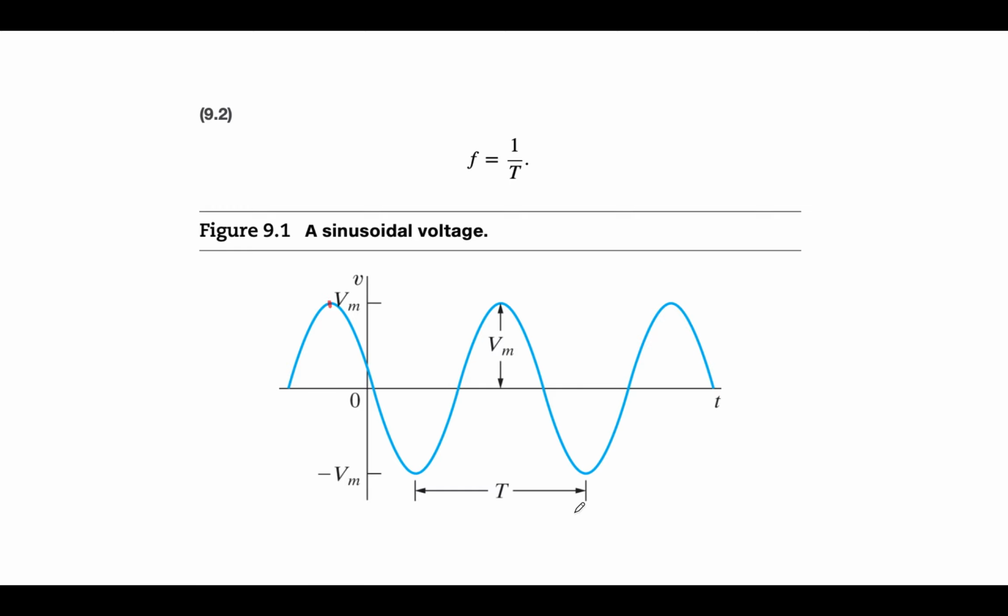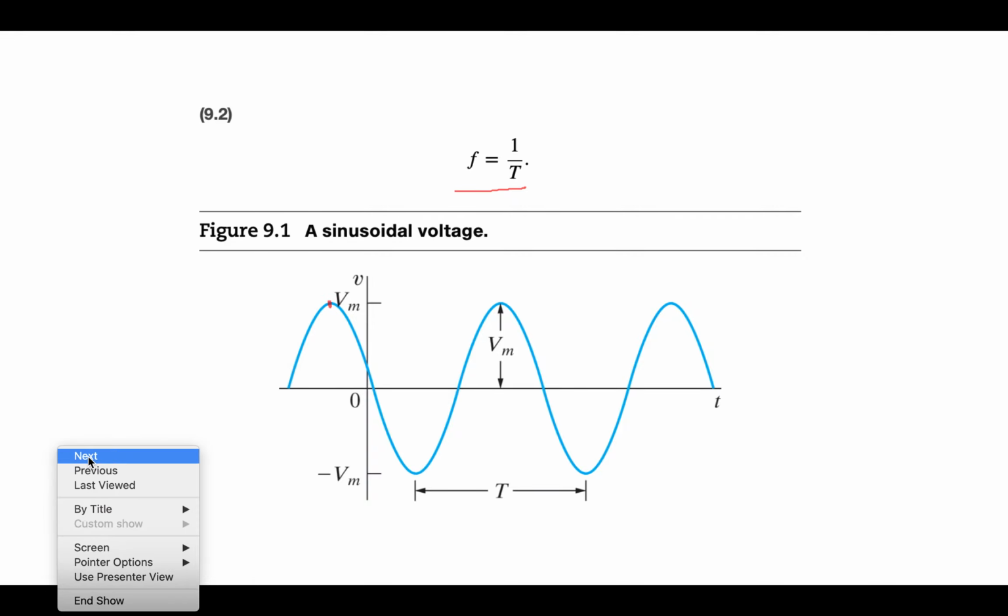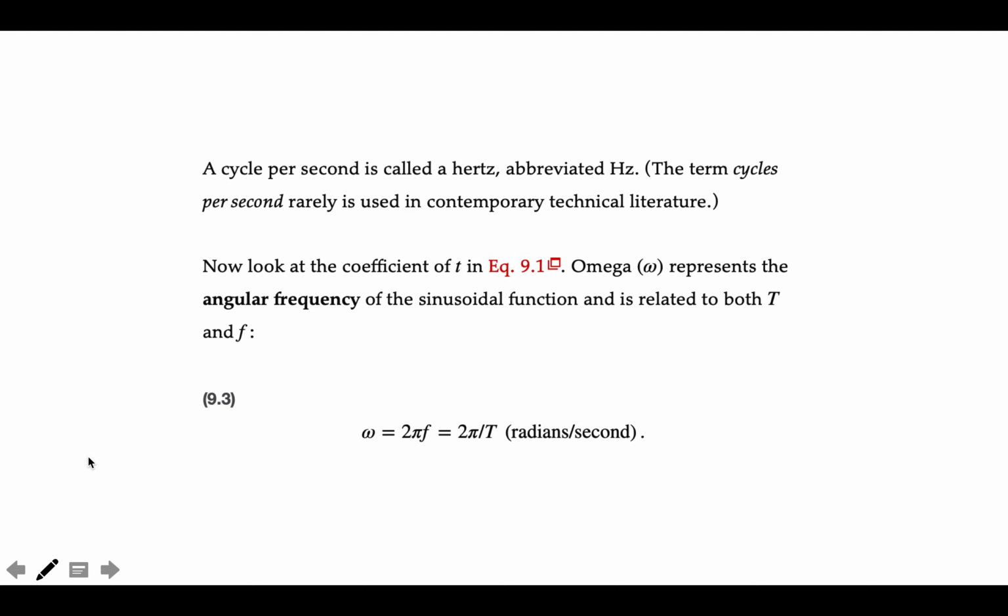Okay, T is the period in seconds, and f is referred to as the frequency in cycles per second, which is a term that is never used. So we will call that either seconds minus 1, or the more standard term is to call that hertz. So if T is in seconds, 1 over T is in hertz, and it represents the number of cycles per second. So once again, cycle per second is called a hertz. People never use that terminology.